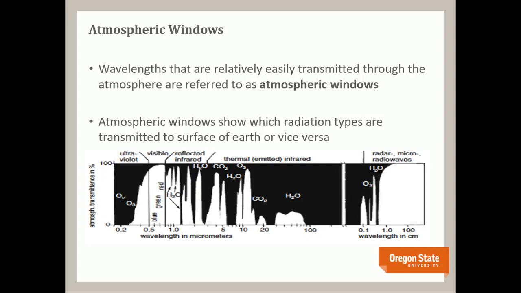What is an atmospheric window? Wavelengths that are relatively easily transmitted through the atmosphere are referred to as atmospheric windows. Atmospheric windows show which radiation types are transmitted to the surface of the Earth or vice versa.